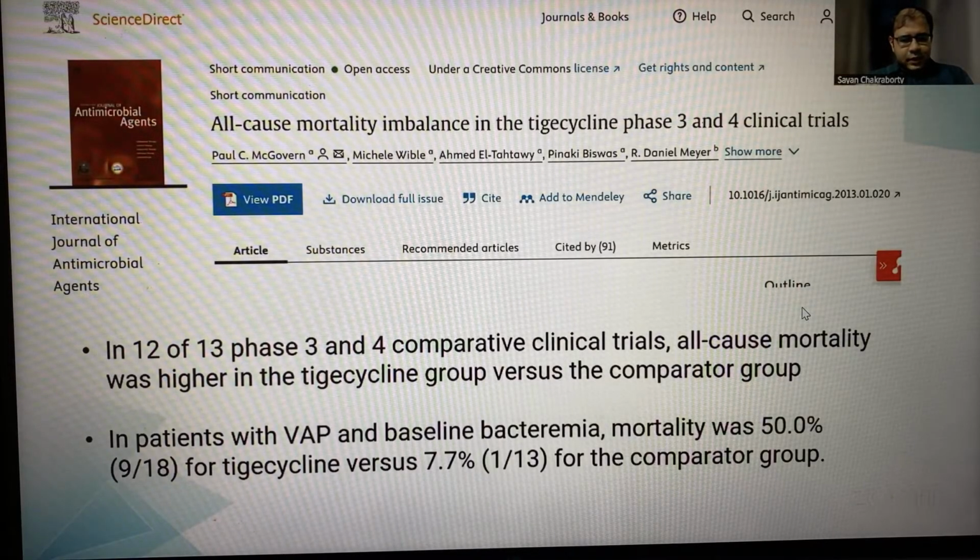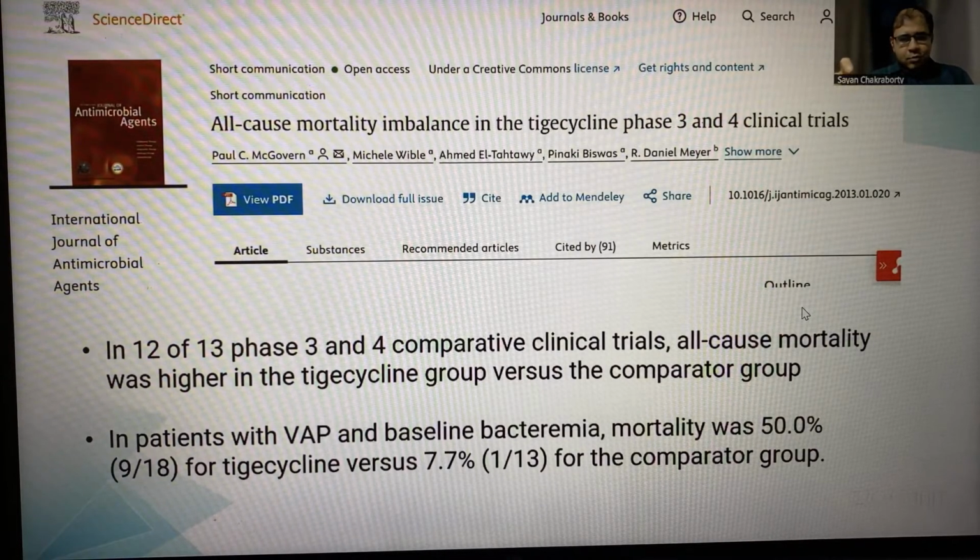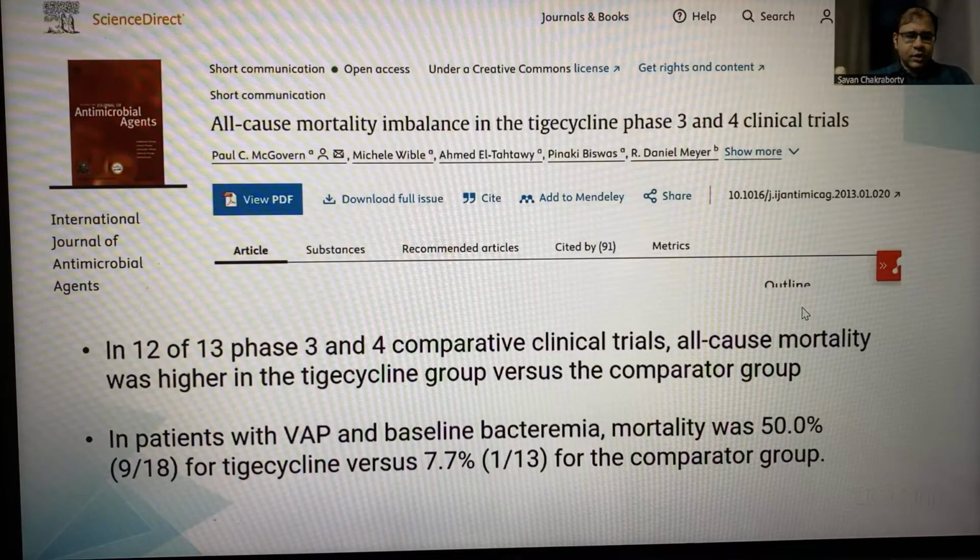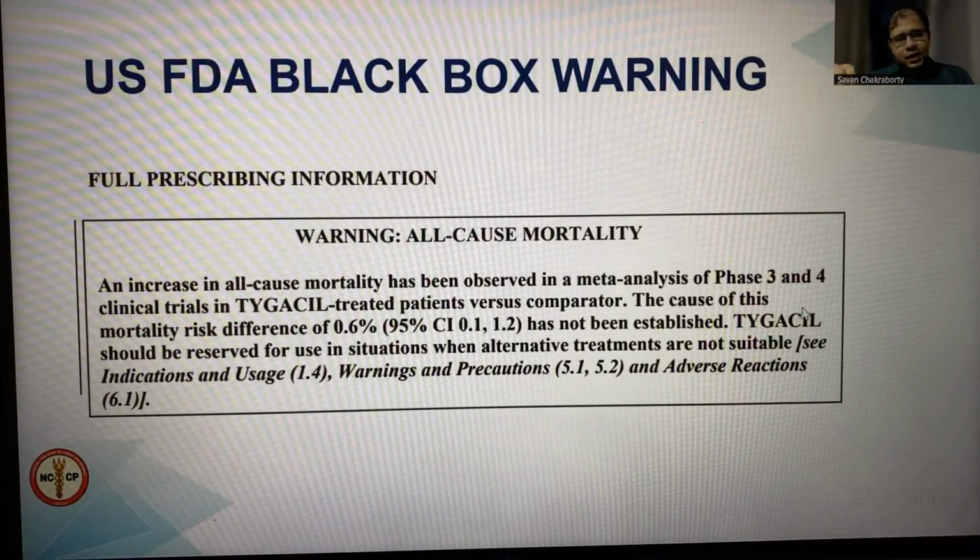Regarding tigecycline, if you use tigecycline in a normal dose and also as a monotherapy, there are studies showing a higher mortality, as per this particular study, in tigecycline versus the comparator group. And as per this study, the US FDA has given a black box warning for patients who have VAP and have been given tigecycline, as there can be a higher mortality. So this has to be kept in mind. Tigecycline has a decreased bioavailability in the lung. So if you have to use it at all, you have to use it in a higher dose with a combination.